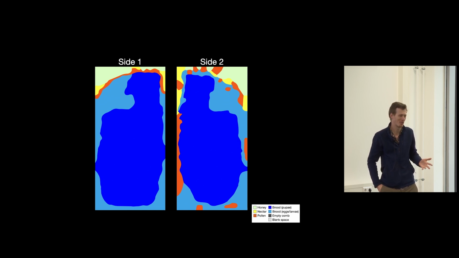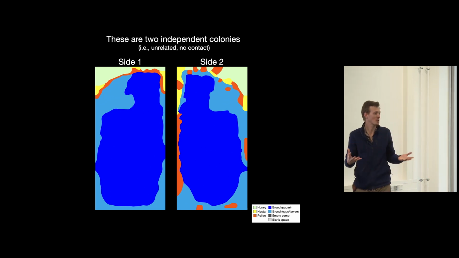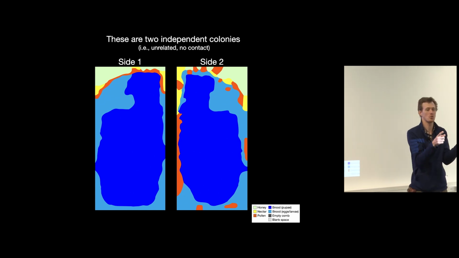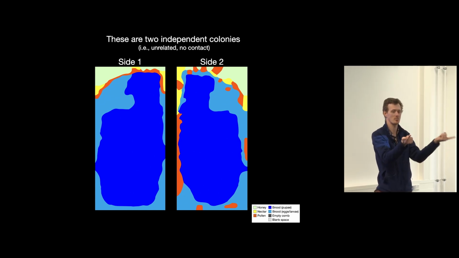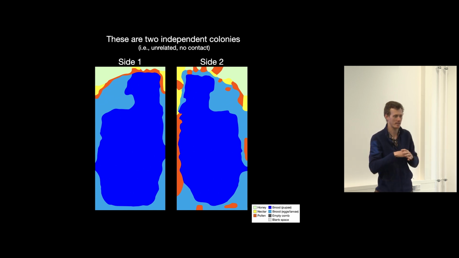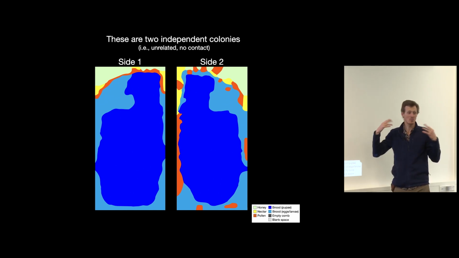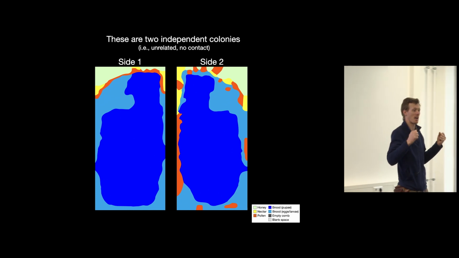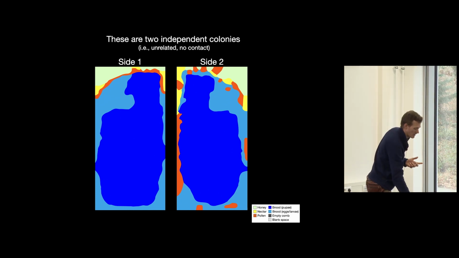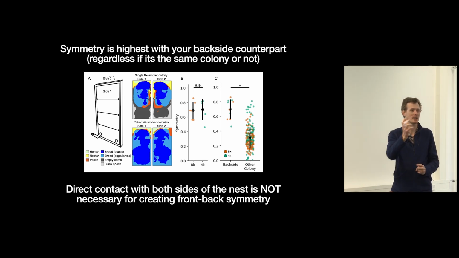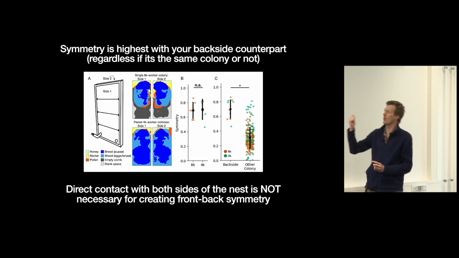I feel like I've kind of primed you on it. You'd say different? Okay, so these are two independent colonies. Independent colonies, no contact with each other. We actually do cross-fostering, where we take bees from each side and swap them over to make sure that they're independent, and they kill them all. We only do it with a couple, Giovanni, it's fine. It's not too many. But they're independent colonies, independent entities, and they're somehow mimicking each other's nest organization. We find that the symmetry is the highest with your backside counterpart, regardless of whether it's the same colony or not.